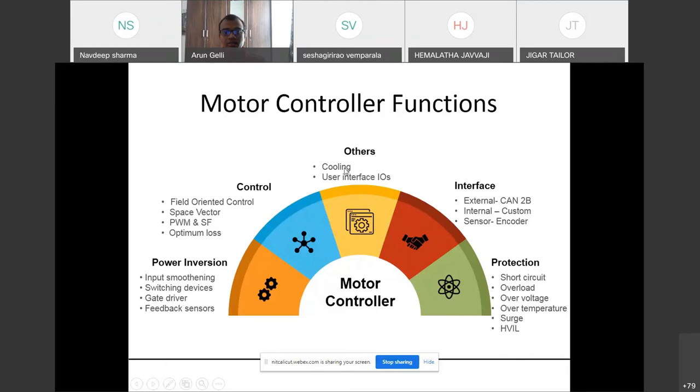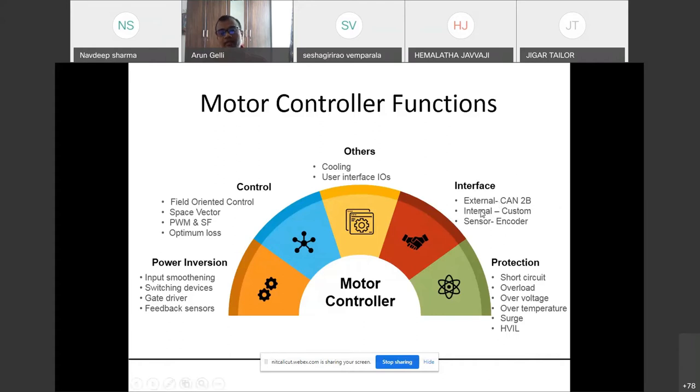Other types of interface: you have the cooling requirement for the battery, the power, the motor controller and the motor, so a cooling interface, and also user interface IOs. In some cases, the driver may have to interact directly with the motor or the motor controller. Especially the motor controller will have user interface IOs. The typical communication interfaces include external communication via CAN to the vehicle controller, the vehicle master controller.